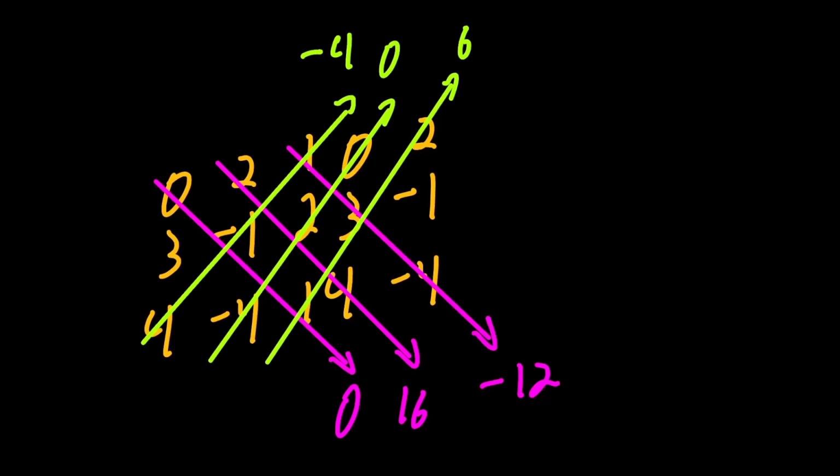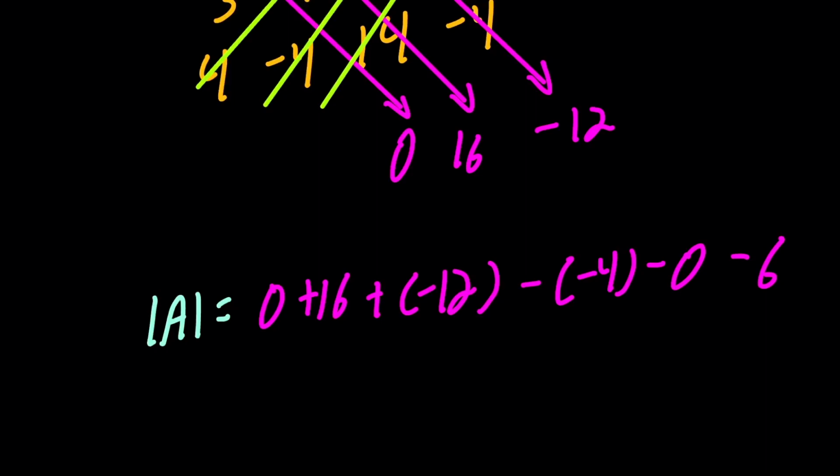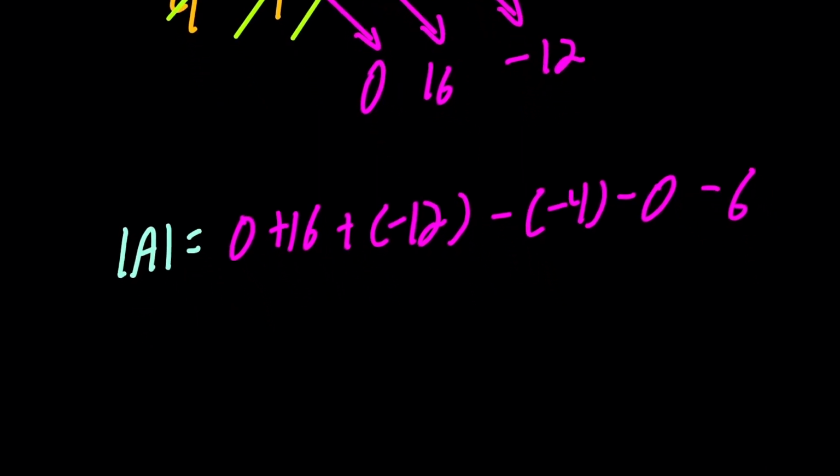Here's what that looks like. So you'll notice we're adding 0, 16, -12, and we're subtracting -4, 0, -6. And what does the determinant of the given matrix end up being? Turns out it is only +2.